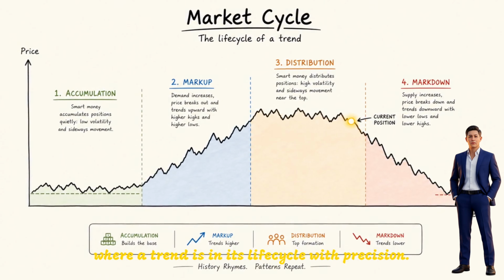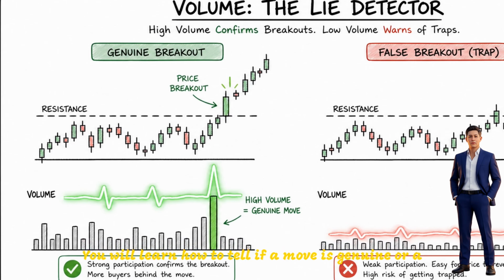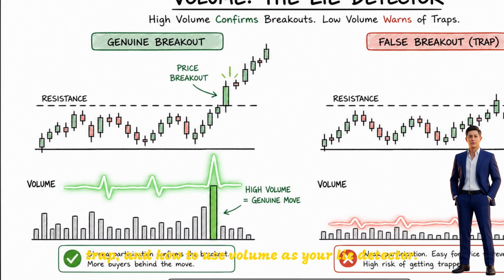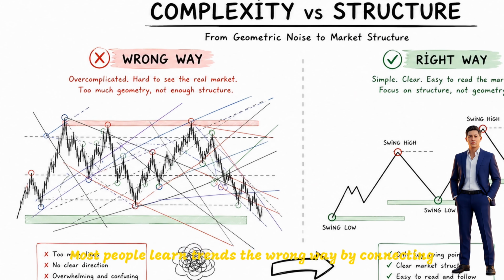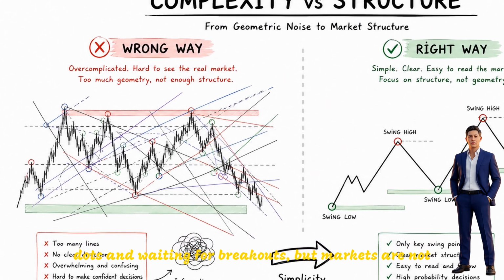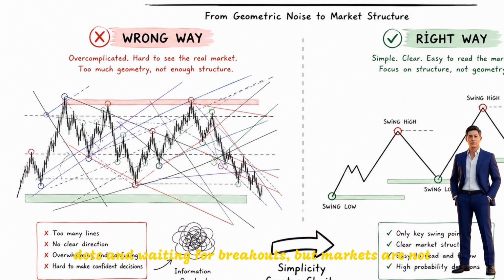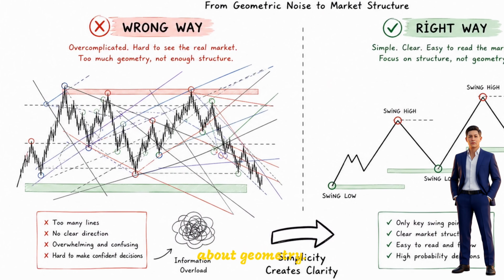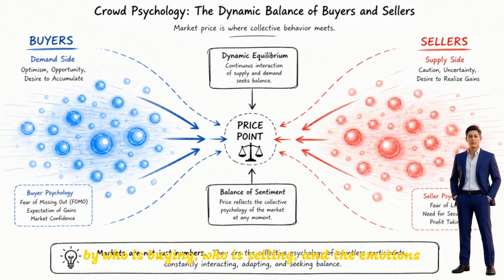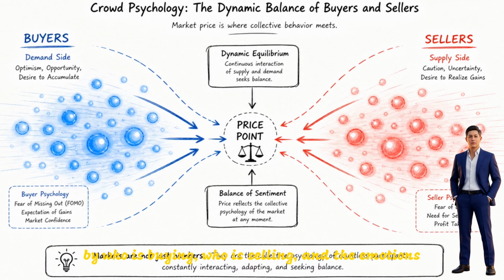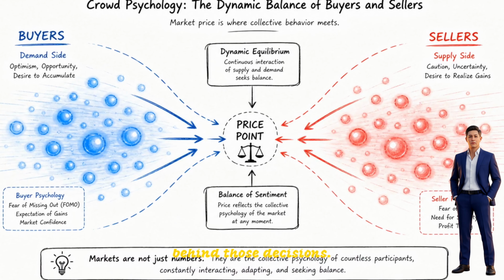By the end of this video, you will know how to identify where a trend is in its life cycle with precision. You will learn how to tell if a move is genuine or a trap, and how to use volume as your lie detector. Most people learn trends the wrong way by connecting dots and waiting for breakouts. But markets are not about geometry. Markets are fundamentally about crowd psychology, driven by who is buying, who is selling, and the emotions behind those decisions.